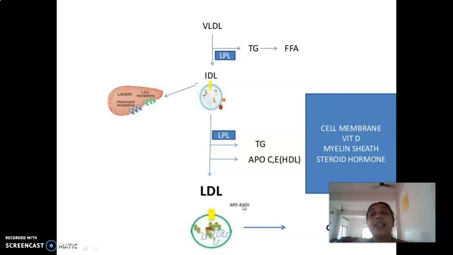While VLDL transports the endogenous TG, right? And the LDL transports the cholesterol esters. Clear? From the liver to the peripheral tissues. So VLDL transports the endogenous TG from the liver to the peripheral tissues, right? So the main function of the LDL molecule is to carry the plasma cholesterol. Majority cholesterol transportation from the liver to the peripheral tissues is carried out by the LDL molecule.